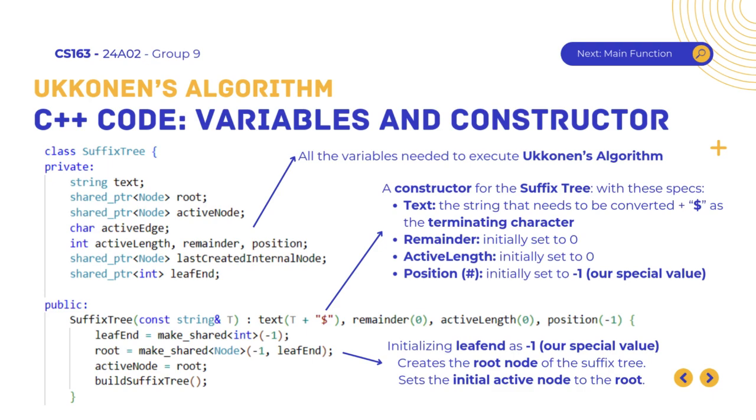The remainder is initially set to 0. The active length is also initially set to 0. And the position is initially set to -1, so that we haven't started the string yet. If the string is an empty string, it is -1. If it has one character, after the first step, it will be 0. So -1 is our special value.